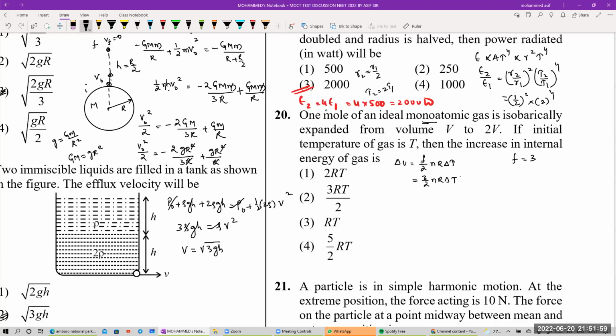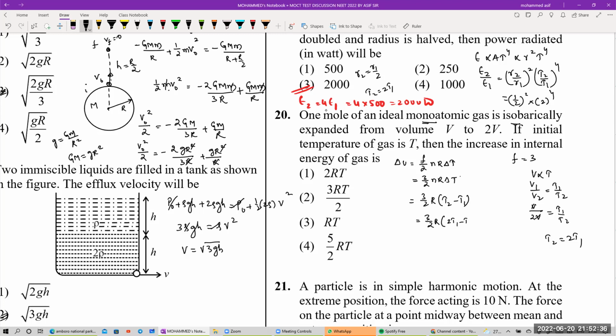That means this will become how much? The number of moles is how much? 1. So this is 3 by 2 into R, into T2 minus T1, when it has been expanded isobarically. Isobarically means what? Volume is directly proportional to temperature, keeping the pressure constant. So V1 by V2 will be equal to T1 by T2. V1 is given as V, V2 is given as 2V, that is equal to T1 divided by T2. This one will get cancelled. So T2 will become 2 times T1.